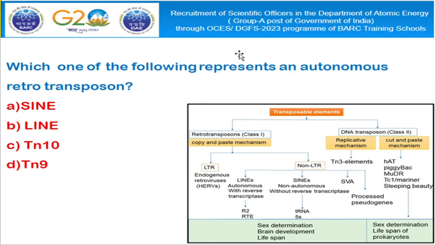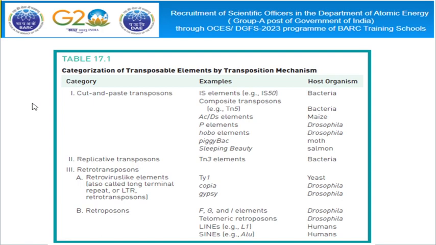Which of the following represents an autonomous retrotransposon? The correct answer is LINE. LINE is an autonomous retrotransposon. They have their own reverse transcriptase enzymatic activity, whereas the SINEs are non-autonomous retrotransposons. They don't have the reverse transcriptase activity. Examples of LINEs include the L1 family, and examples of SINEs include the Alu element.